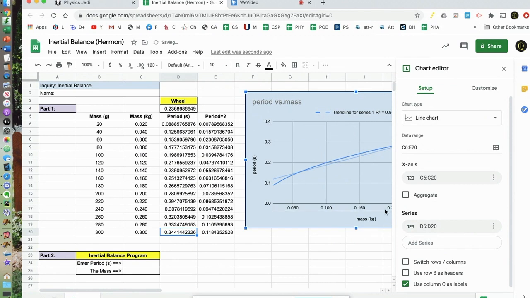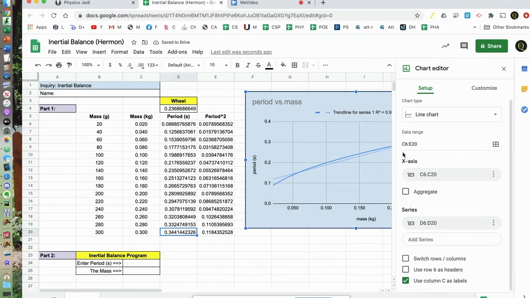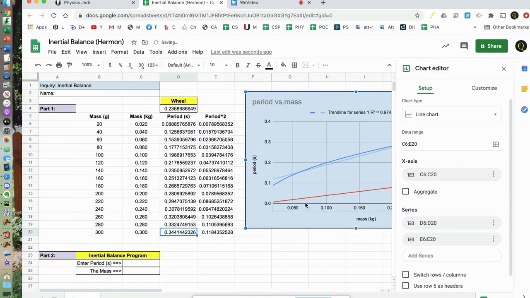Click OK. That doesn't change anything because your x-axis is still C6 to C20, which is your mass, and your first series was D6 to D20, which was the period. But now I want to click on add a series, and you'll notice there's another one available, E6 to E20. I could put that as a second series, and I'm going to do that. And it graphed mass versus period squared right here.